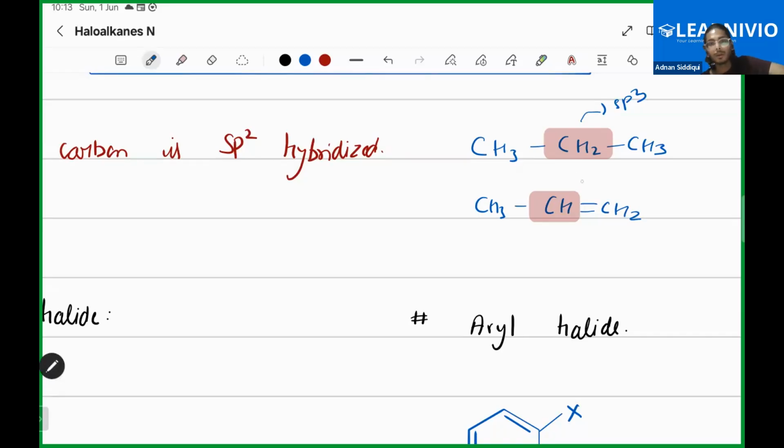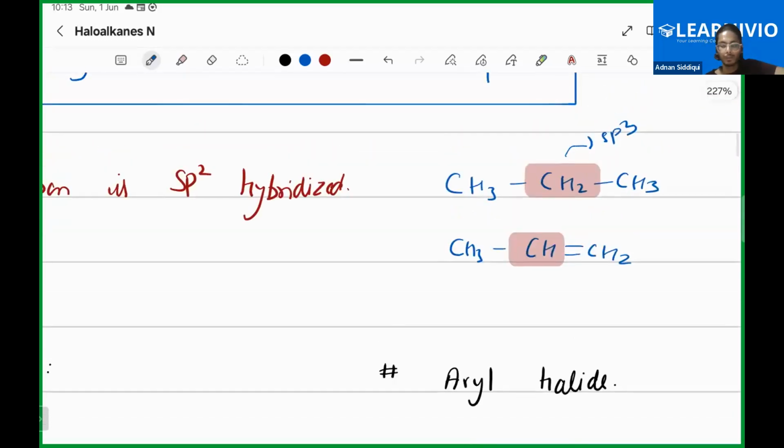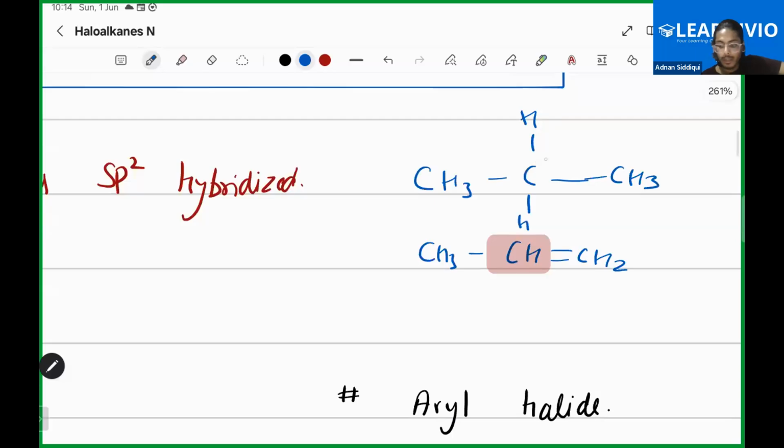Here we have single bonds, but are you applying the formula? Because I think you are just using your memory. You are seeing a double bond and you are putting it into the sp2 category, right? Have you used the formula here? Try to use the formula, otherwise you won't be able to solve the complex questions. See, suppose here we have two hydrogens, right? Two hydrogens here. I can draw these hydrogens like this. Now tell me how many sigma bonds is this carbon having?